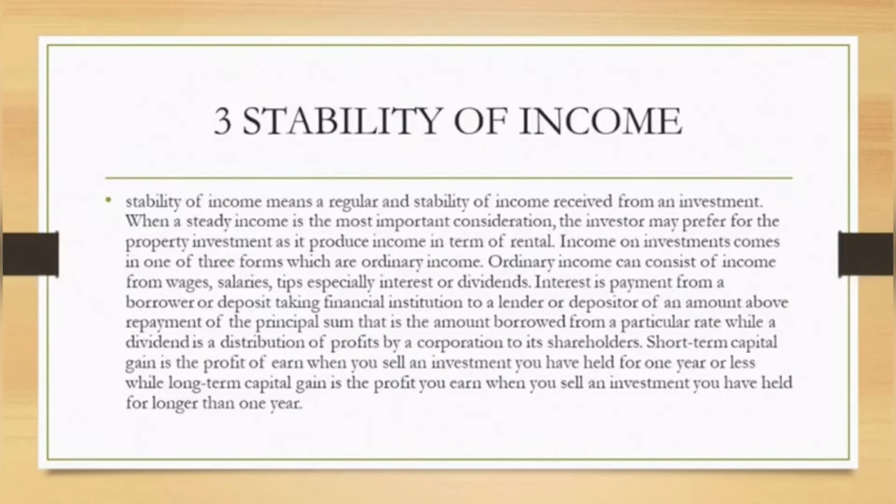Stability of income means a regular and stable income received from an investment. When a steady income is the most important consideration, the investor may prefer property investment as it produces income in terms of rental. Income on investments comes in one of three forms, which are ordinary income. Ordinary income can consist of income from wages, salaries, tips, especially interest or dividends.